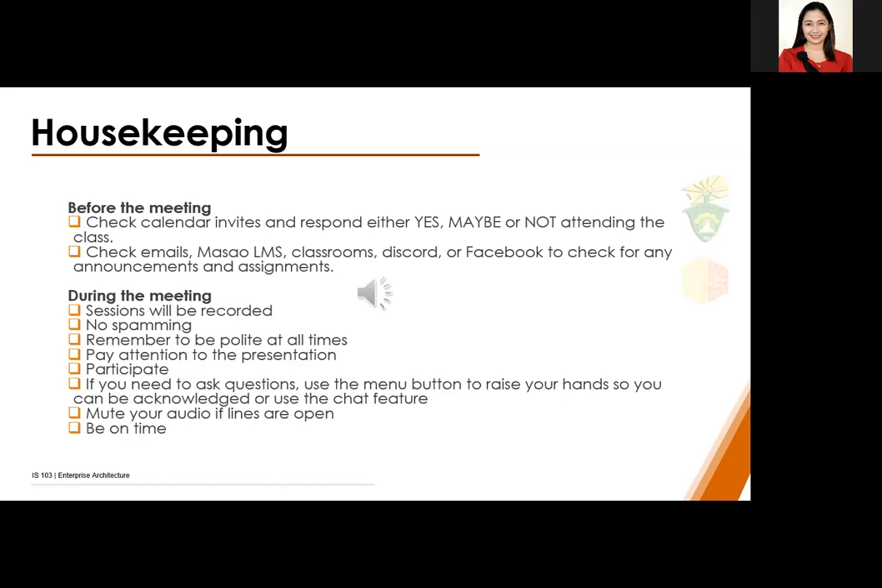For our housekeeping, in case we will be having another virtual meeting, before the meeting please check your calendar invites and respond either yes, maybe, or not attending the class. Another is you need to check emails, the LMS classrooms, Discord, or Facebook for any announcements and assignments. During the meeting, sessions will be recorded, no spamming. Remember to be polite at all times and pay attention to the presentation. Do participate, and if you need to ask questions, use the chat box and mute your audio if the lines are open, and please be on time.